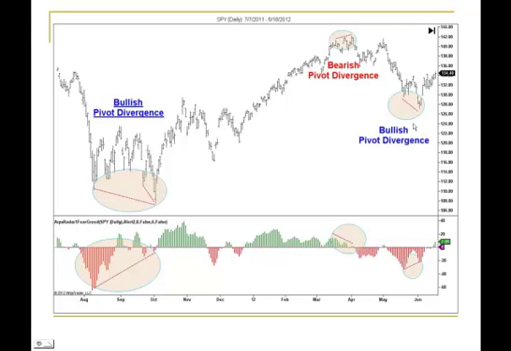Here's one not too long ago. This was in May of 2012. You can see we had lower lows in the price while the Arps Fear Greed indicator, Radar 1, showed higher lows in the oscillator. So that was a good bullish pivot divergence, and we have seen a little bit of upside since then.